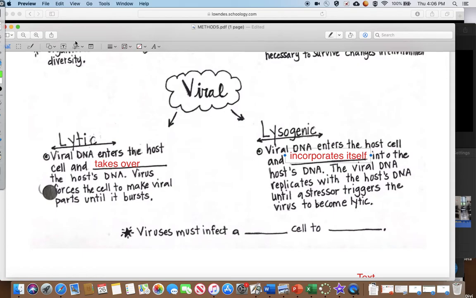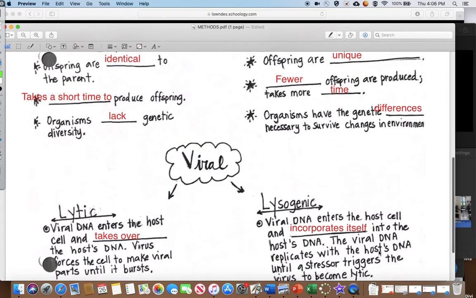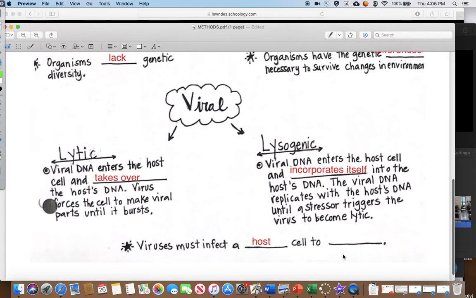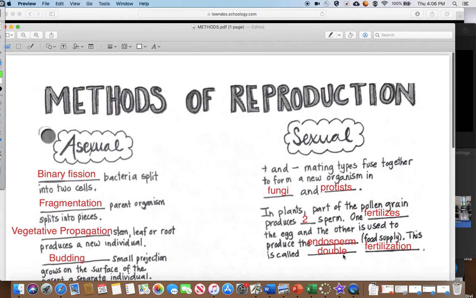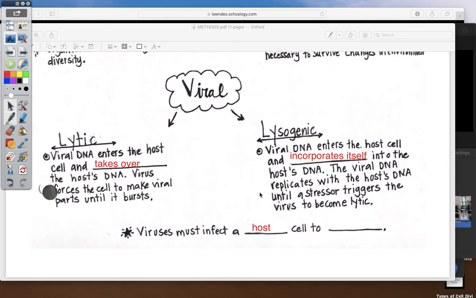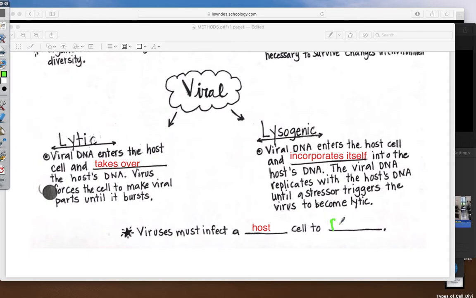Okay, and then the last thing here that you want to remember is that viruses must infect a host cell in order to reproduce. And I don't know where this is. I can't find my text box, but anyway, it should say reproduce right there. It would go here. So I guess I could try to write it. Let's see. Here we go. In order to reproduce.